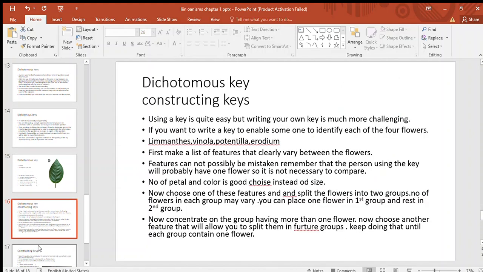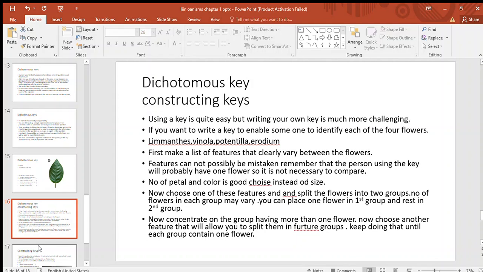Now, constructing keys. How to construct a key? Using a key is easy. It's quite easy. You use a key and follow the steps, answer the questions or the statements, and then write the name of the organism. Now, how to construct a key? Writing your own key is a more challenging one.